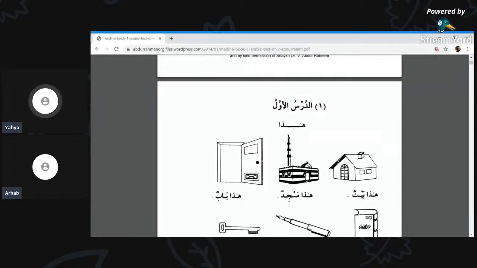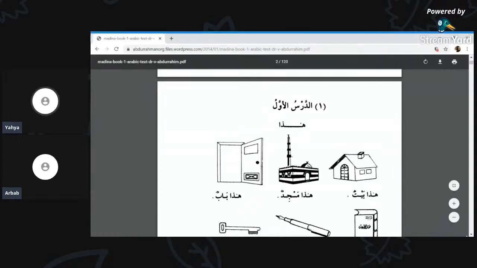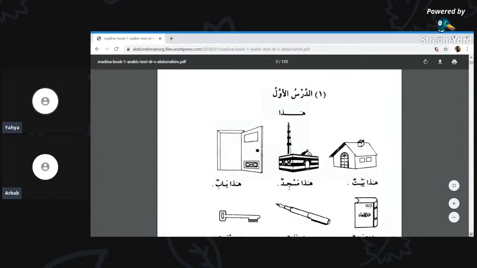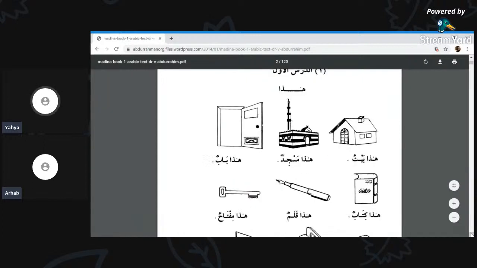Okay, so the first lesson. Bismillah, alhamdulillah, wassalatu wassalamu ala rasulillah. Hada. Okay, so we know hada, don't we? This is from the Asma al-Ishara. Okay, this, that, these and those. So hada is for that which is qarib, mudhakkar and mufrad.